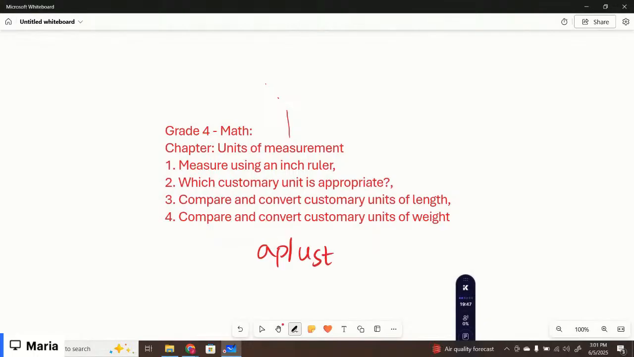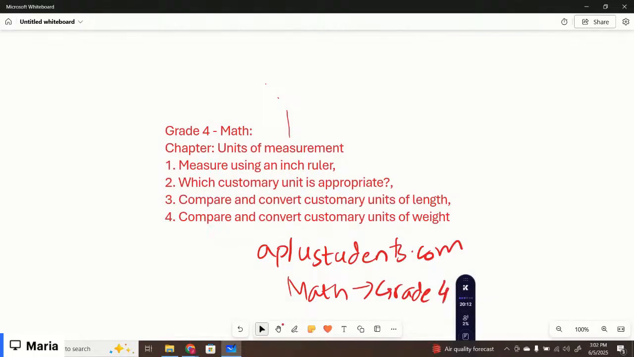You can find all the lessons on aplastudents.com. You have to log in there using your email address and password as provided by the administrator. Then you have to select the subject tab, scroll down to grade format, and then click on view all lessons. There you can find a list of the chapters.